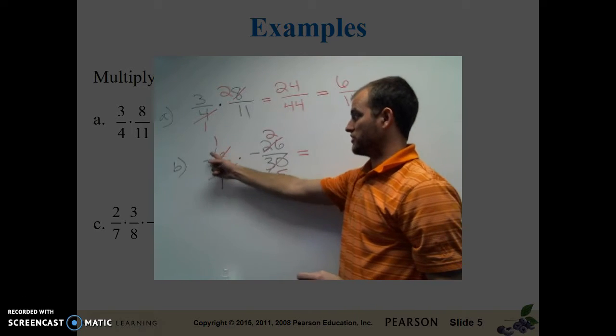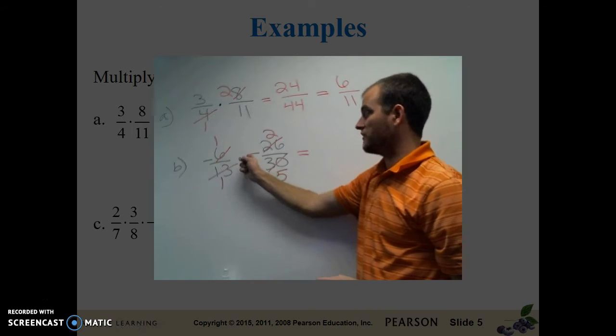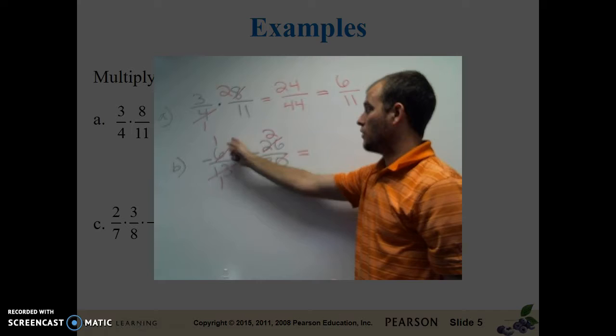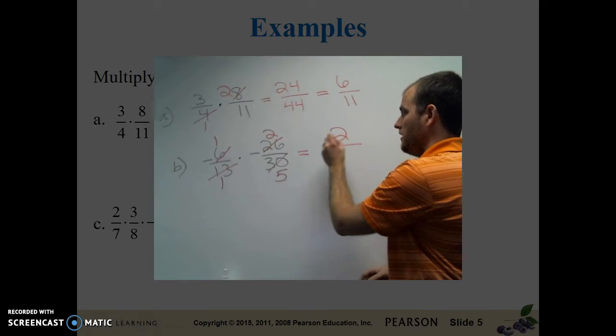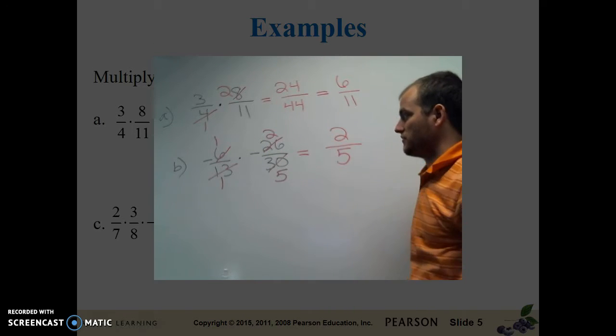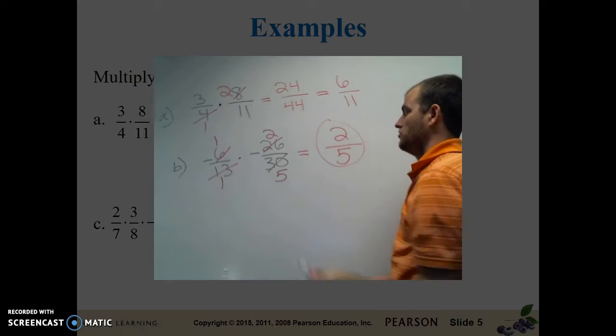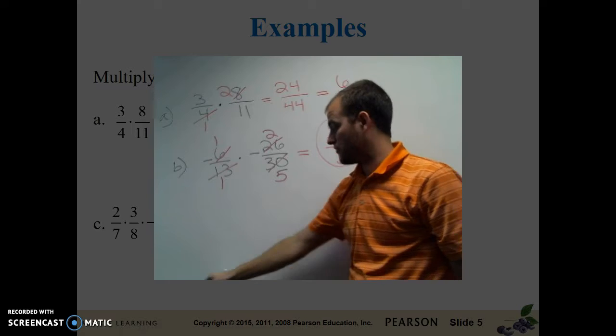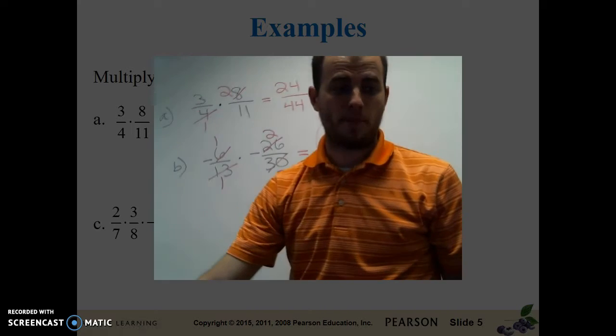Now multiply straight across. First you'll see it's a negative times a negative, which we know is a positive, so you don't have to worry about that. 1 times 2 is 2, and 1 times 5 is 5. So the answer is 2/5. So that simplifying first, when you multiply, can save you lots of time.